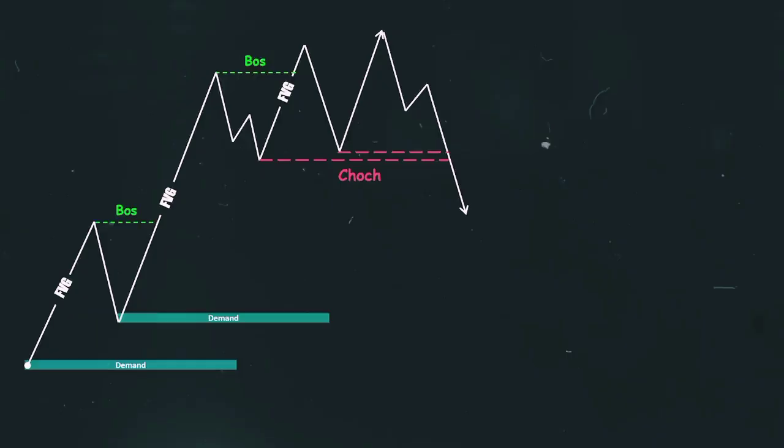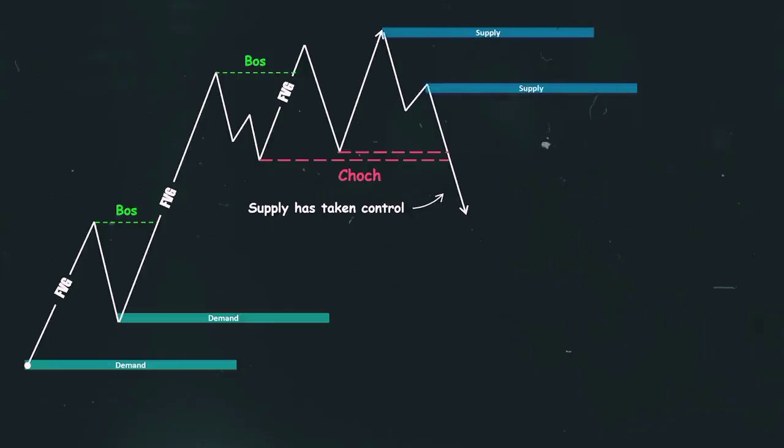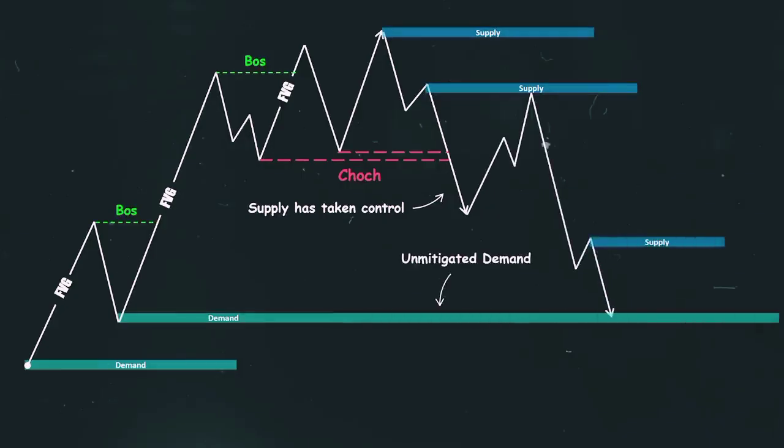This signals two important things. First, supply has taken control over demand. Second, a new valid supply zone has been established. From there, price continues moving lower, creating new supply zones until it reaches the next unmitigated demand zone.